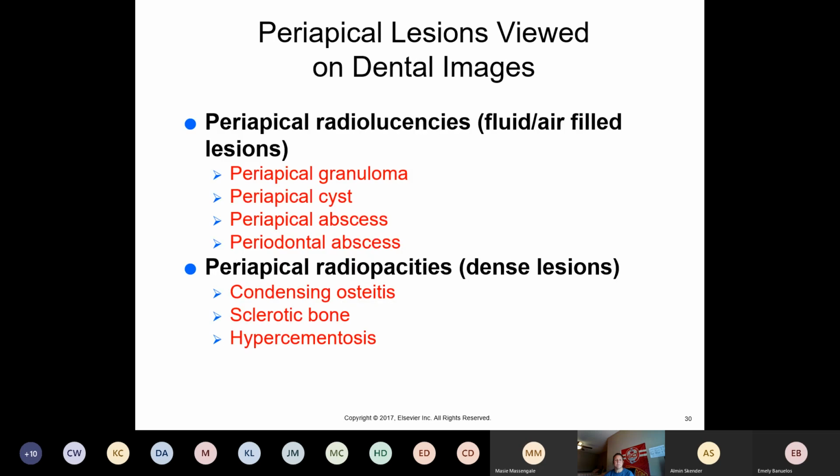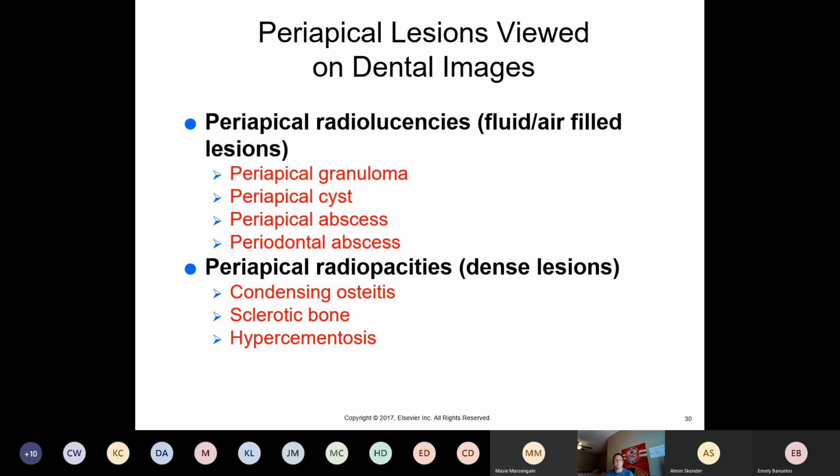Now, periapical lesions. These are the radiolucencies or dark areas that we see at the apex of a tooth. When something appears dark, many times that means that it is fluid-filled or air-filled. Some of the periapical radiolucencies that we will see are the periapical granuloma, the periapical cyst, or the periapical abscess. Also a periodontal abscess, which is a different cause.